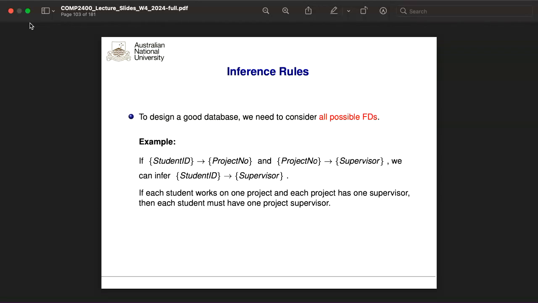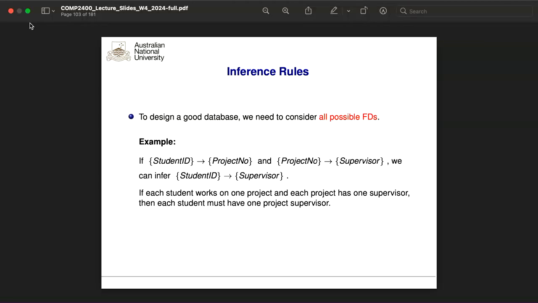Suppose we have 2 function dependencies. Student ID determines project number, and the project number determines supervisor. The meaning just means, okay, each student works on 1 project. So once we know the student, it must be the same project. Then each project has 1 supervisor, so those requirements can be captured by the first 2 function dependencies. Then for the function dependency student ID determines supervisor, we may not capture it, but that can be inferred from the first 2 function dependencies.